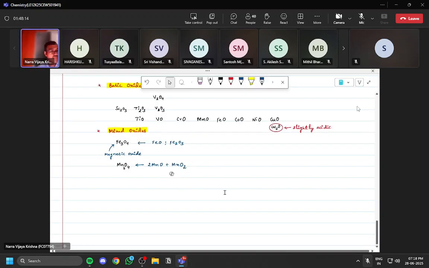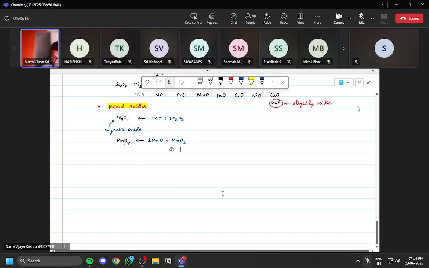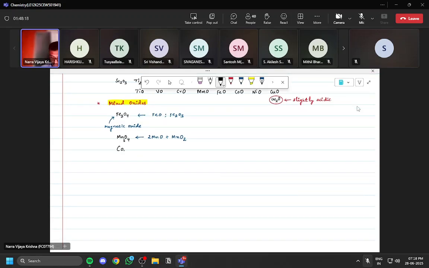Right. Next one, cobalt. Co3O4. This is also a combination of cobalt oxide, CoO plus Co2O3. Check. Respond. Done or not? Any other queries? Any other queries? No.